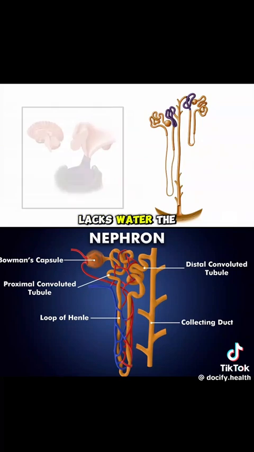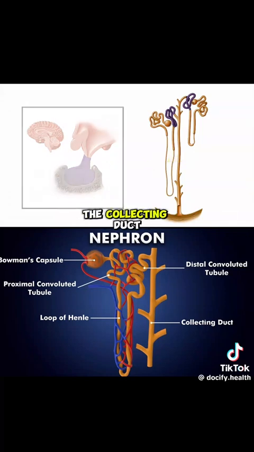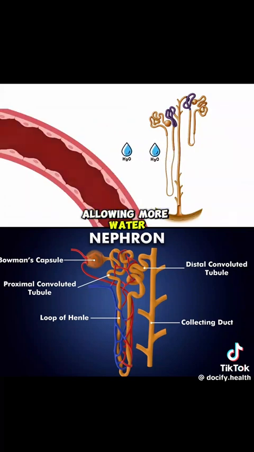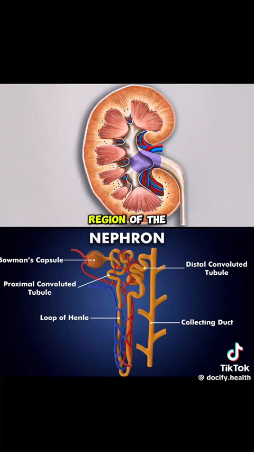If the body lacks water, the pituitary gland secretes the ADH hormone. This hormone signals the cells in the collecting duct, causing them to form pores, allowing more water to be reabsorbed back into the blood. However, if the body has enough water, the filtrate travels from the collecting duct to the calyx region of the kidney and then to the pelvis region. The filtrate is now called urine because no more reabsorption will occur.